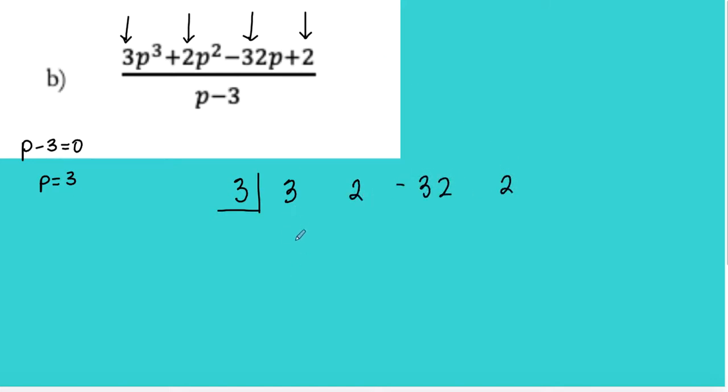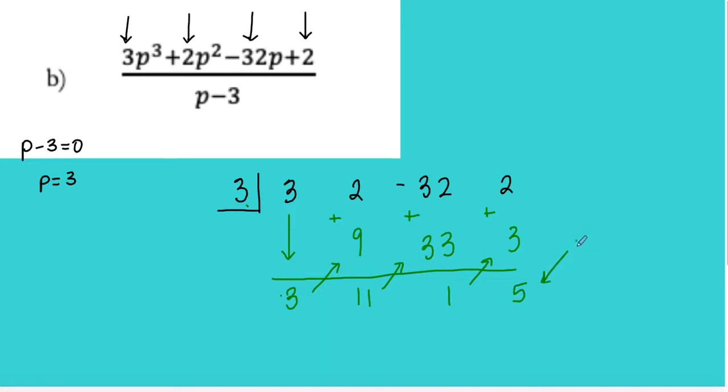All right, so the process is we bring down the 3, we make a line. Okay, so here's my 3. Now I multiply 3 times 3, I get 9, and I place it right up here, and then I add down, and I get 11. All right, then I do 3 times 11, which is 33, and then I add down, and I get 1. And then I do 3 times 1, which is 3, and then I add down, and I get 5. So 5 is my remainder.